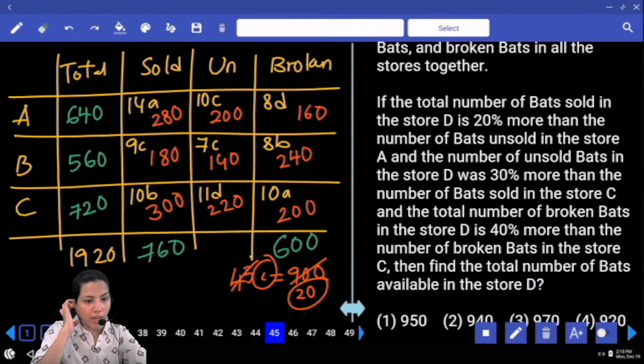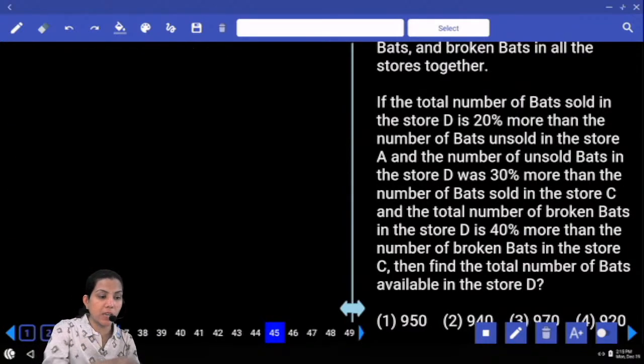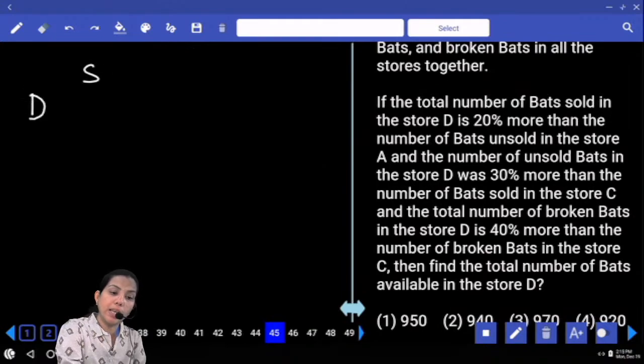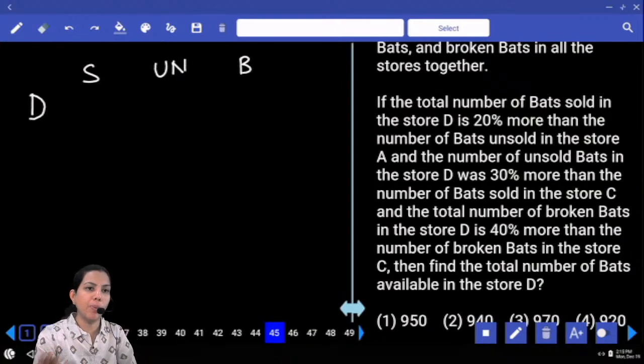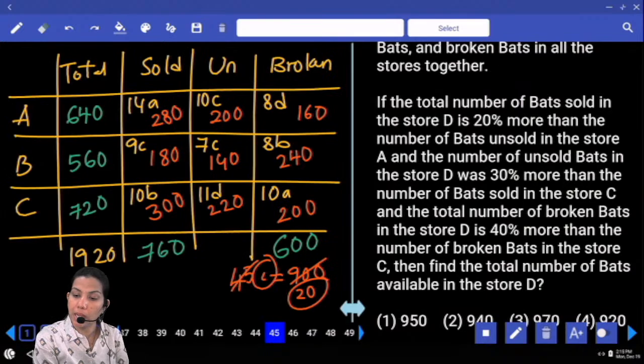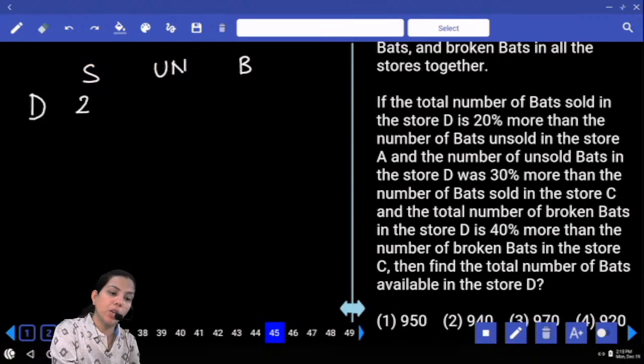Next question number 45. Another store. If the total number of bats sold in store D is 20% more than the number of bats unsold in the store A. Normally in D we have sold, unsold and broken. Whether the question mentions it or not, these should be there. What is unsold in store A? 200. Compared to 200, 20% more, so it is 240.